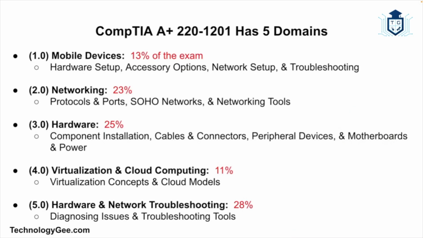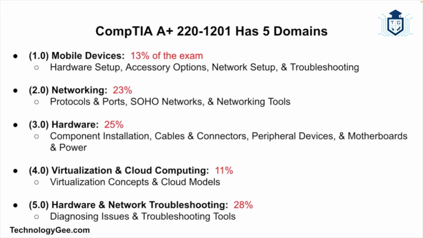So the CompTIA A Plus 1201 exam will focus on 5 primary areas of study, which are also known as domains. So you have domain 1, and that is mobile devices, and that's going to take up 13% of the exam. And this domain is going to focus on hardware setup when it comes to installing components like batteries, cameras, and Wi-Fi antennas. You're also going to learn about accessory options when it comes to configuring USB, Bluetooth, NFC, and docking stations. You're going to learn about network setup when it comes to configuring Wi-Fi, Bluetooth, cellular data, and synchronization settings. And you'll learn about troubleshooting when it comes to identifying and fixing hardware and connectivity issues.